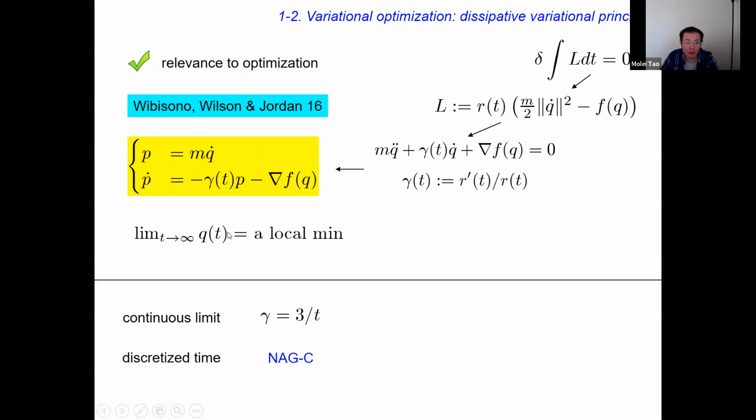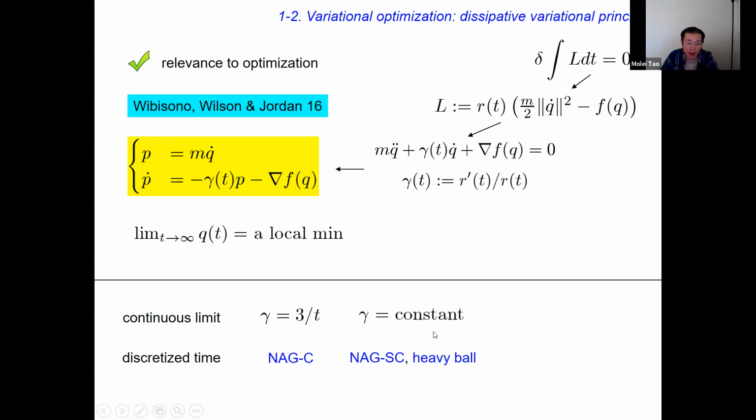And in fact, if you choose R such that gamma becomes 3 over t, then you have some dynamics, and one discretization of the time of this dynamics gives you the popular method that I just showed you, namely NAG.